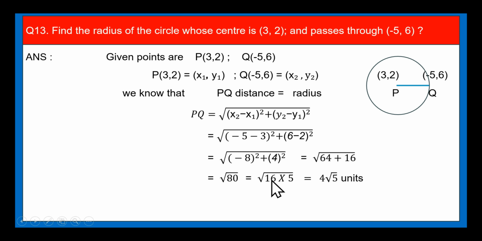You can write 80 as 16 into 5. Square root of 16 is 4 into root 5 units. Therefore, the radius of the given circle is equal to 4 root 5 units. Is it clear, students? Very good.